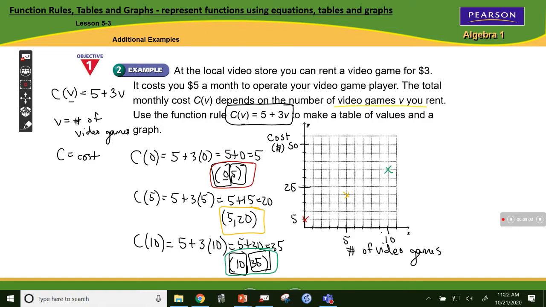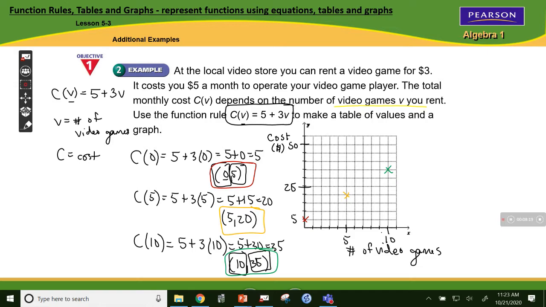So I've graphed my 3 points and I've color coded them for you. Again, (0, 5) means I go right 0, up 5. So from the first line I put a point. (5, 20) means I go right 5, up 20. And (10, 35) means I go right 10, up 35.